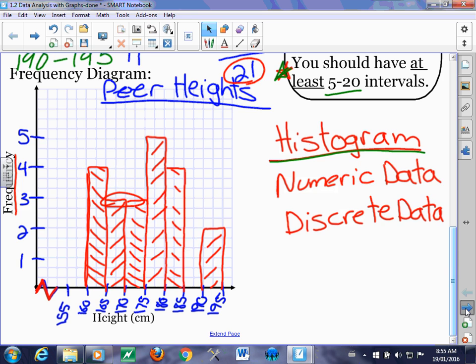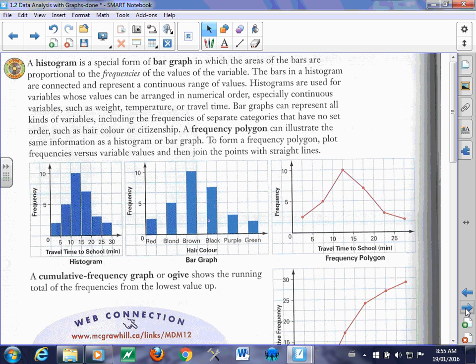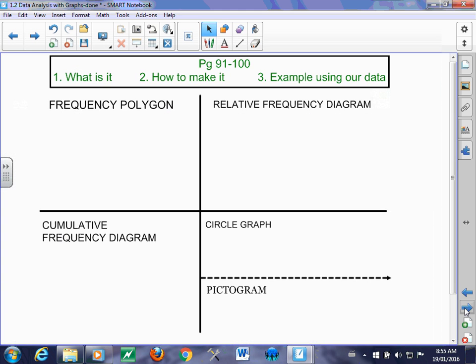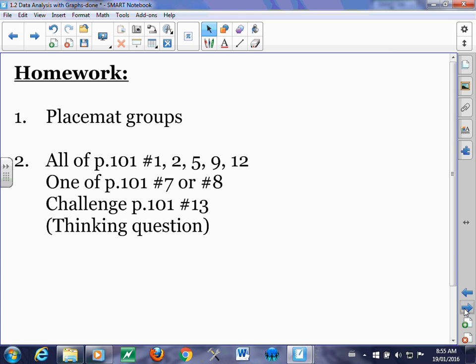Okay? So later on in the flipped environment, you're going to do this in class. So you're going to look at your textbooks between page 91 and 100, and you're going to fill in this placemat. So this is part of your homework. If you want to go ahead and take a look at it, you can take a look at filling these in. And here's your homework that you're going to do in class. The placemat activity, that's that page I just showed you, and all of 101, numbers 1, 2, 5, 9, and 12. And pick one of them, either 7 or 8, and try the challenging one.